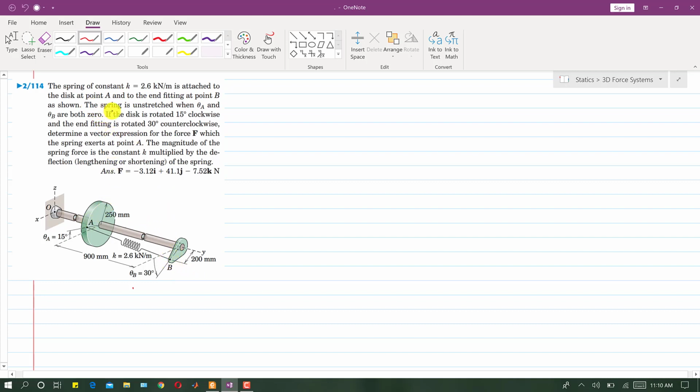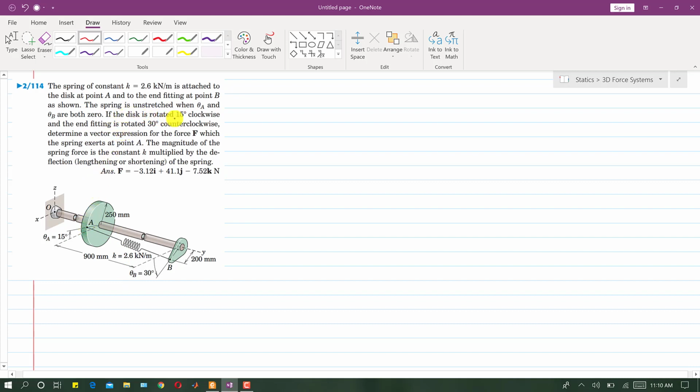It says that the spring is unstretched when theta A and theta B are both 0. So this is theta A and this is theta B. When both of these thetas are 0, the spring is in the unstretched position. So this means that in that position the spring will be in its original position.